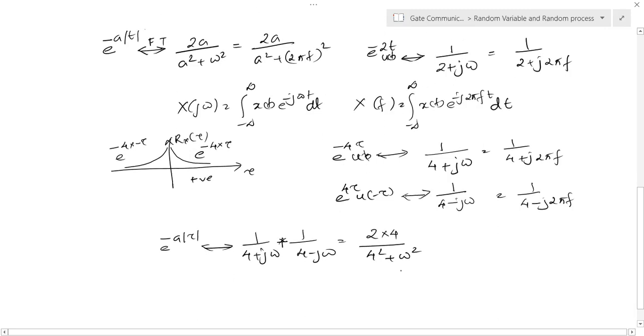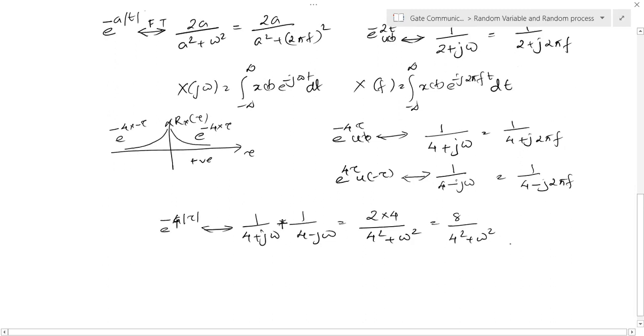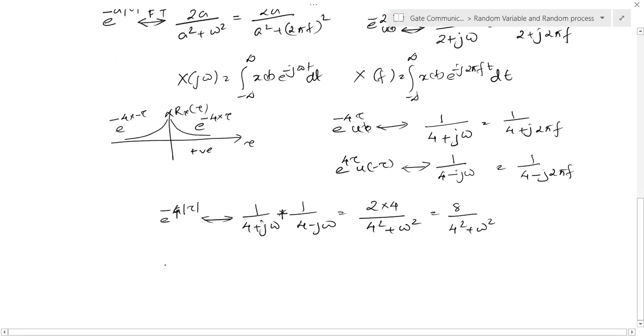Okay, so here it is, instead of a, it is 4. So you can write 8 by 4 square plus omega square. Now, the Fourier transform of h of t can be represented as h of f. So here you can write 8 by 4 square plus 2 pi f the whole square. Okay.